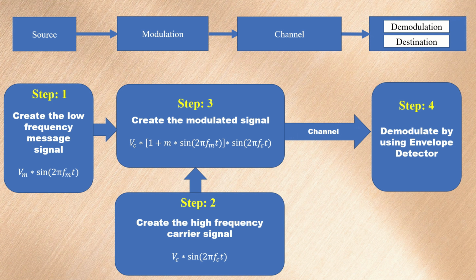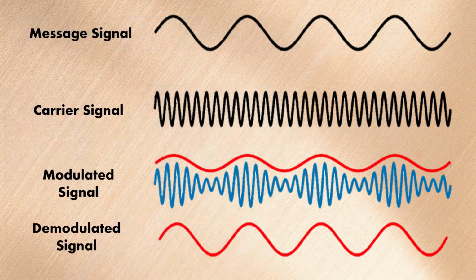There are many demodulation techniques, and here we are going to use the envelope detector as the amplitude demodulator. Our objective is to plot the low frequency message signal, high frequency carrier signal, the modulated signal and the demodulated signal. Finally, we are going to verify whether the message signal and the demodulated signal are similar or not.